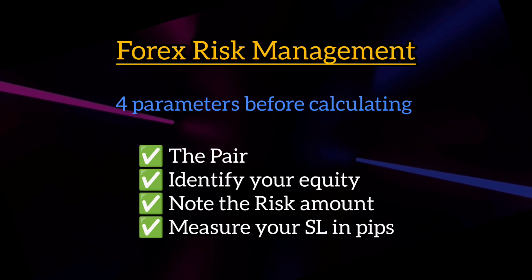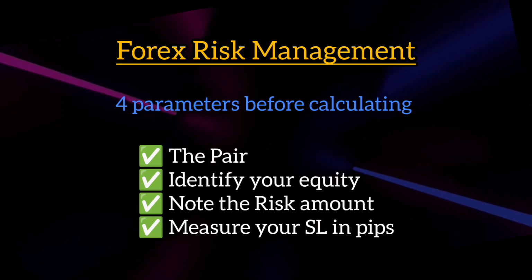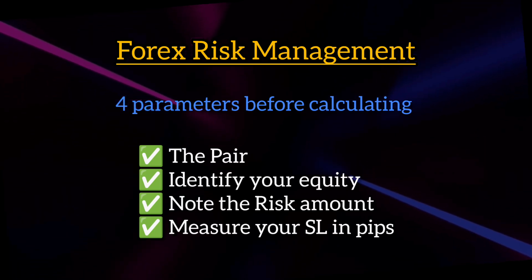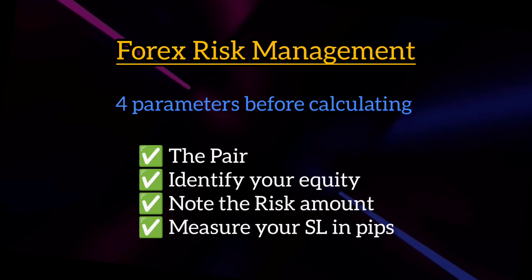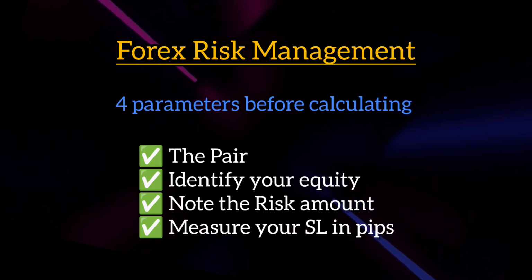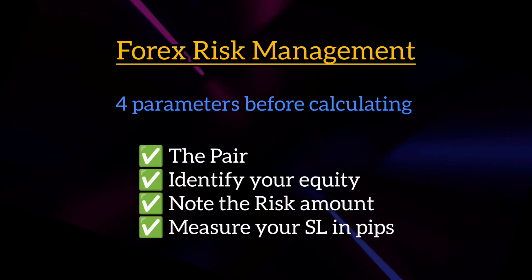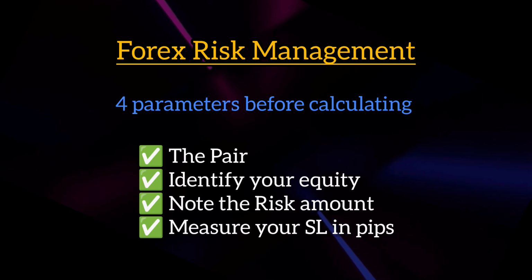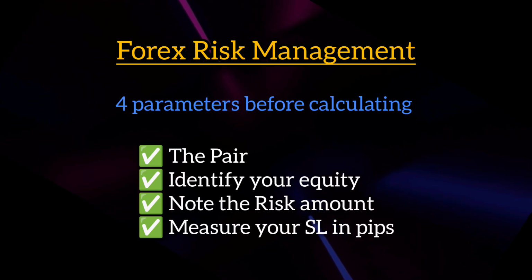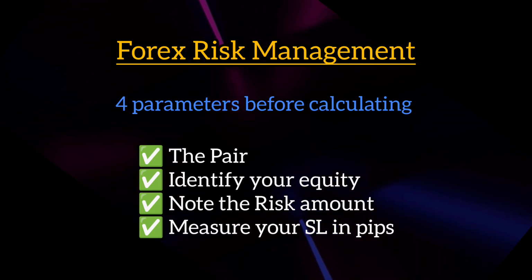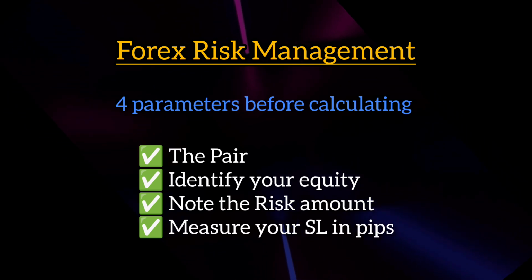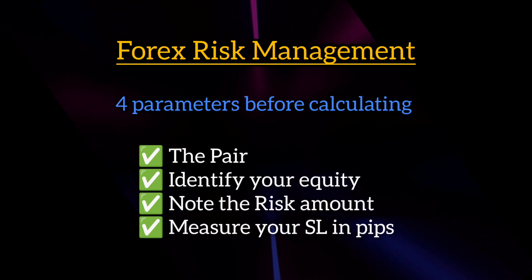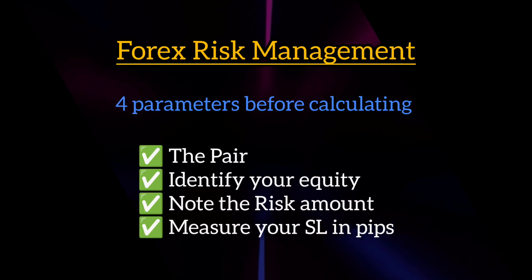So these four things to note before calculating your risks: first is the pair you have analyzed, which is the market you want to trade at that moment, okay? The next thing is to identify your capital or your trading balance, which is your equity, how much is left there. The next thing is to note the percentage you're supposed to risk, which I spoke about recently. I'm going to give an example concerning all of this. Then the next is to define your stop loss and distance in pips, okay?